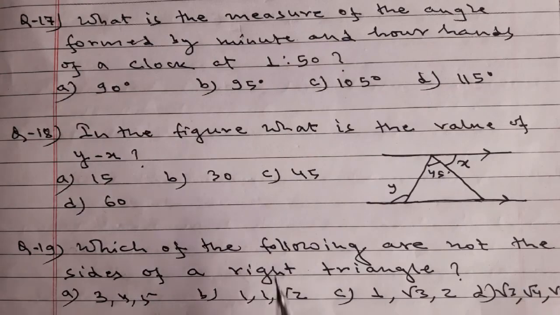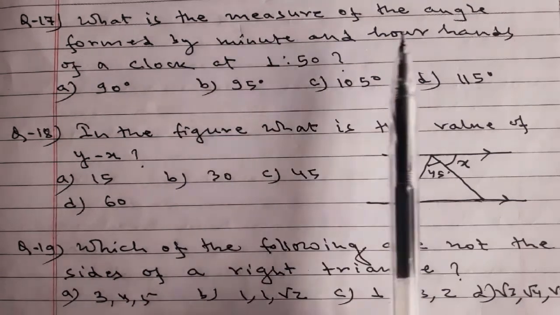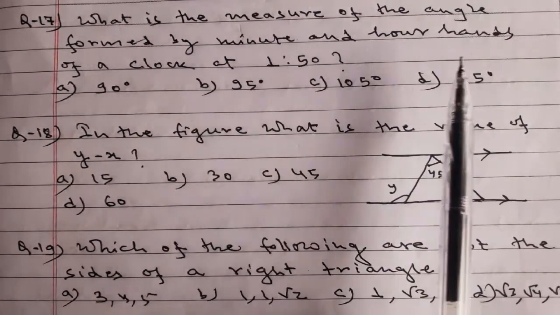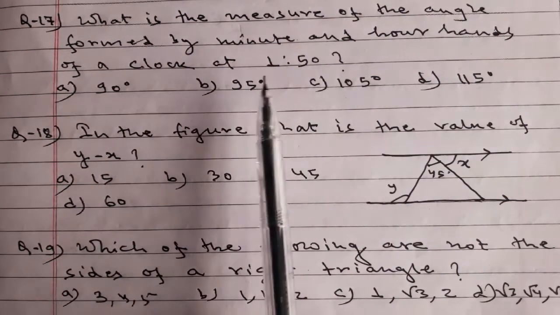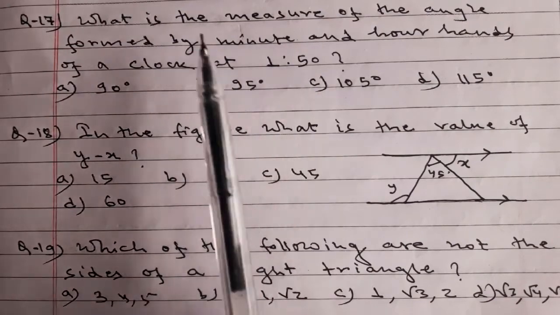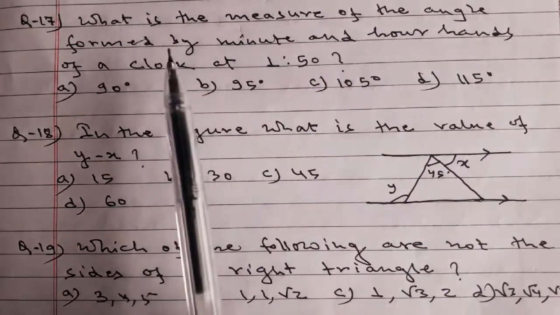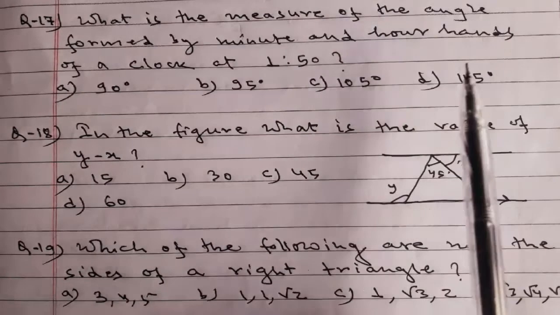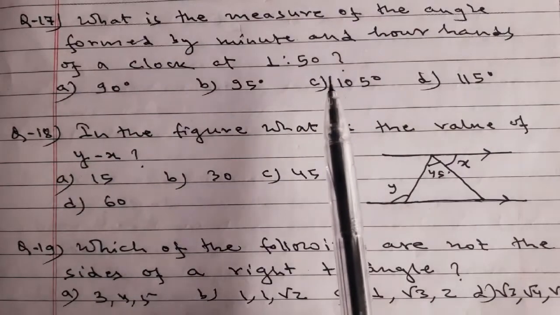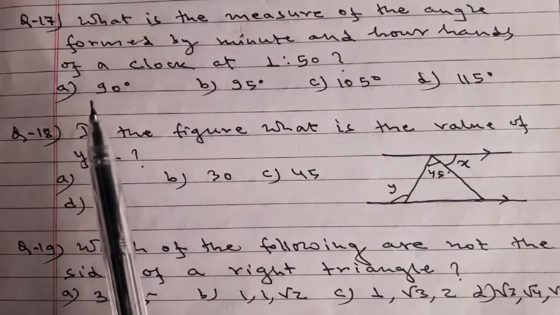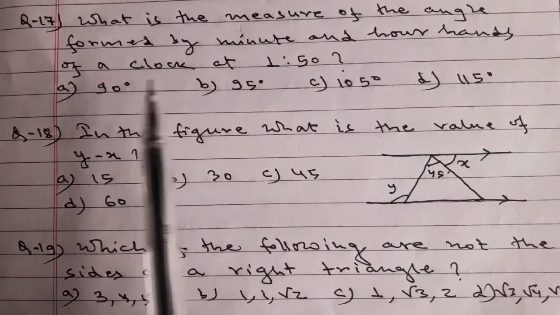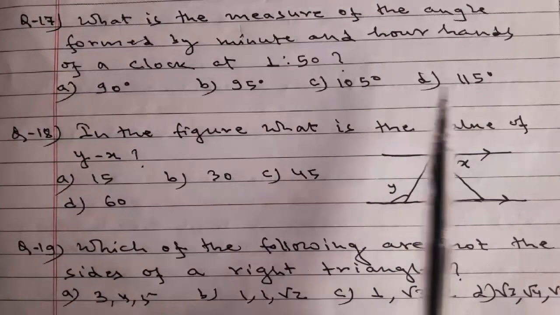Question number 17. What is the measure of the angle formed by minute and hour hands of a clock at 1:50? We are given A, B, C, D, 4 options and we have to choose the right option. So let's go to the solution.